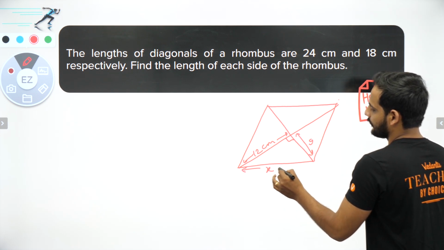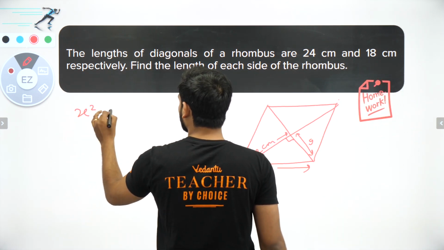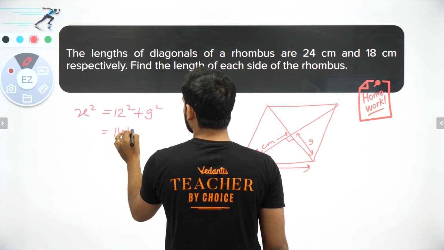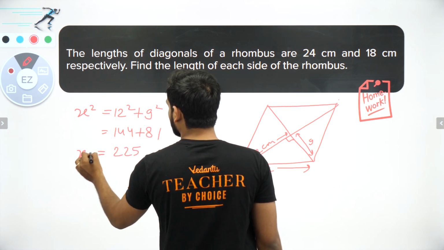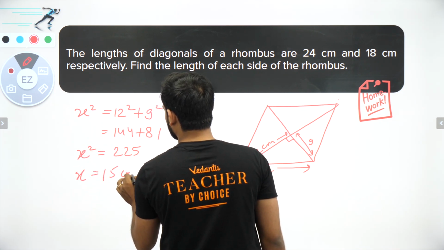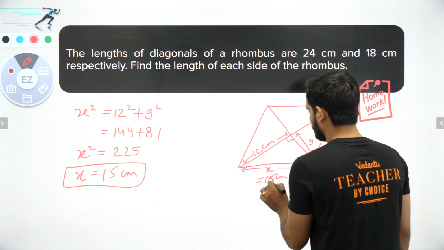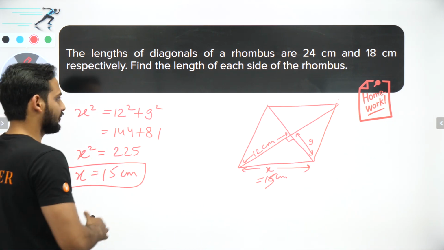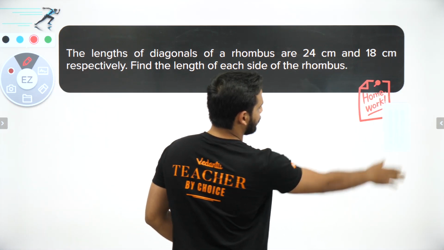Now let us say this is x. Since it is a right angle triangle, using Pythagoras theorem, x square is equal to 12 square plus 9 square, which is 144 plus 81, which is equal to 225. So if x square is equal to 225, x is equal to 15 centimeter. So the length of this side will be equal to 15 centimeter. This is how easily these questions can be solved. So these were your two homework questions, for which the answer for the first one was 5 centimeter, and for the second one it is 15 centimeter.